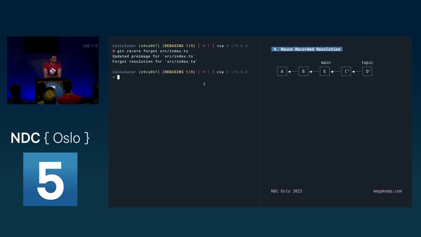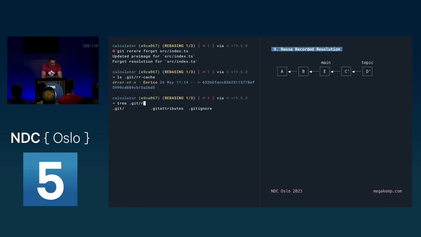Now you might wonder, where are those recorded resolutions? Well, of course, they are in the Git directory. There is a directory called rr-cache. Why not rrr-cache? I don't know. You tell me. But that is where they are. And there is a directory in there for every conflict, and now we forgot about it, so there are no files. So let's continue and look at how it looks once you resolve the conflict.